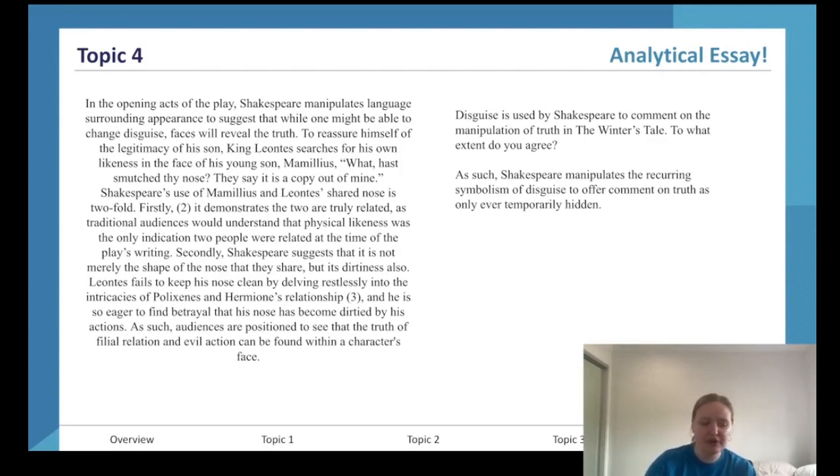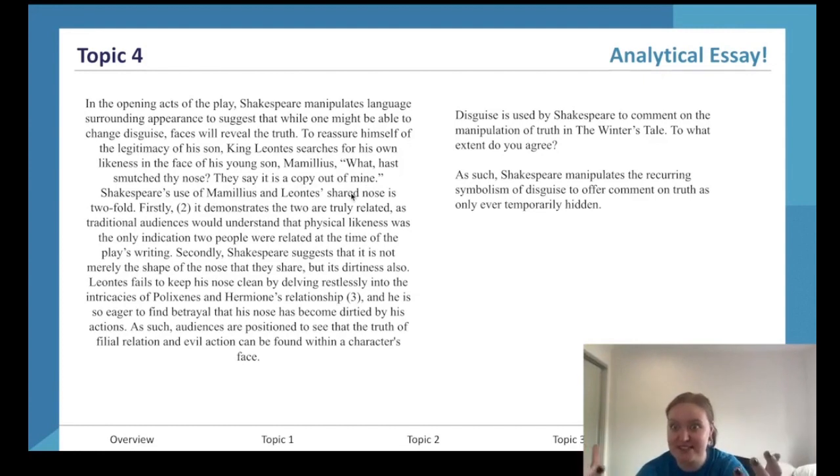Now, I don't know if we're going to have time to go through this in detail, but I will talk about how this formula is used here. First up, we have the contextualization of the evidence. To reassure himself of the legitimacy of his son, King Leontes searches for his own likeness in the face of his young son, Mamillius. Then we have our evidence, our what. What has smutched thy nose? And smutched basically just means dirtied. What has dirtied your nose? They say it is a copy out of mine.